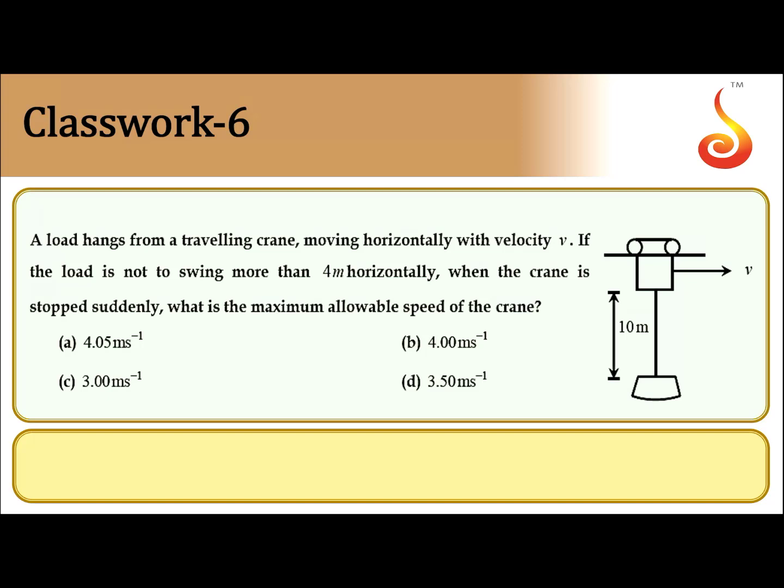This is a simple problem. Try to understand this one. This is basically a load which initially is kept like this. He says the load should not swing more than 4 meters horizontally. That means if I consider the final configuration, this distance should not be more than 4 meters. So this is 4 meters and this is 10 meters. The question is, what is the maximum allowable speed?